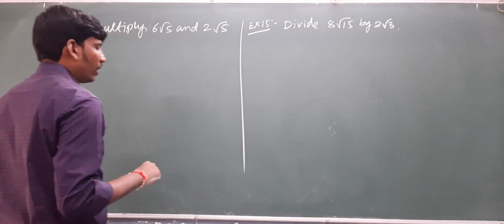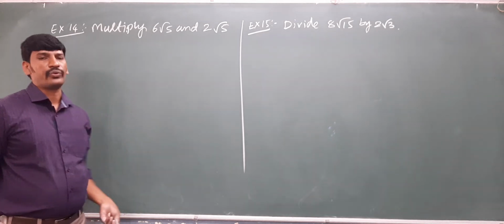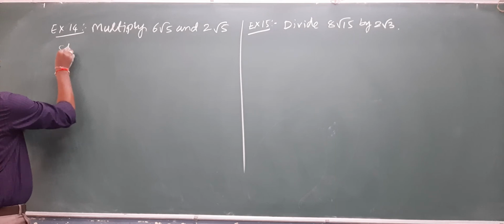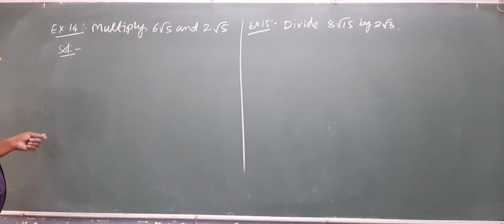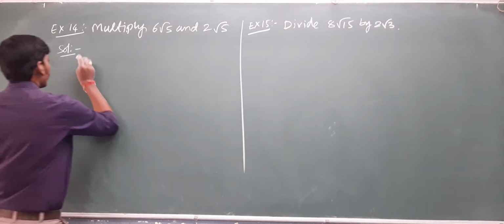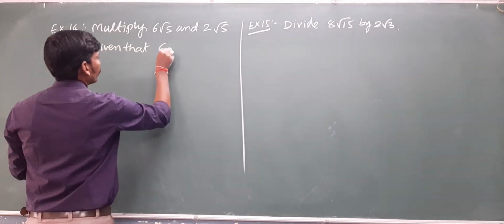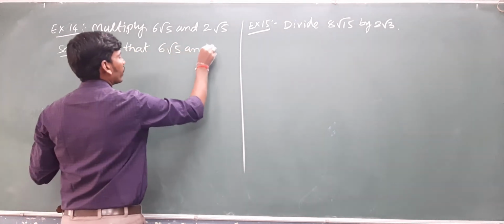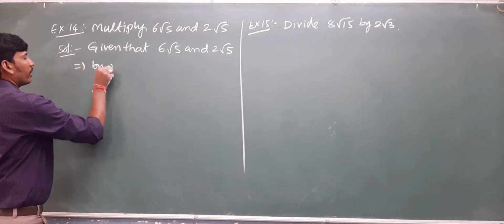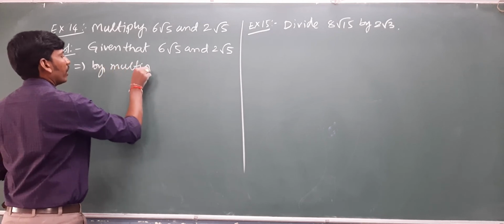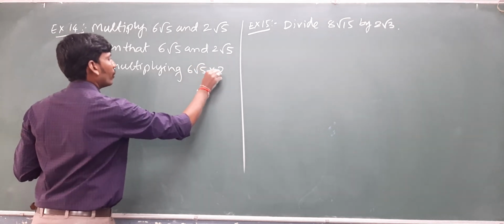Now, see this here. Example 14: multiply 6 root 5 and 2 root 5. Both are like irrationals, root 5 and also root 5. Given that 6 root 5 and 2 root 5, we are going to multiply. By multiplying, 6 root 5 into 2 root 5.